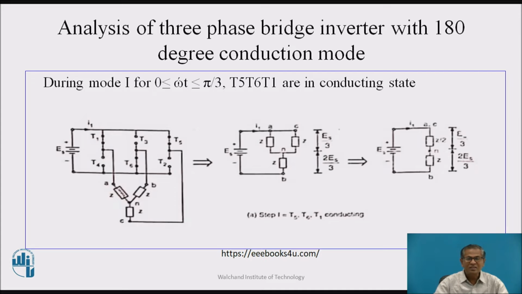Analysis of the three-phase bridge inverter with 180 degree conduction mode. Now, in mode 1, the range of omega t is 0 to 60 degrees. In this mode, T5, T6, T1 are in conducting state. Here, T1 and T5 are from the upper half and T6 from the lower half. So this is the equivalent circuit.